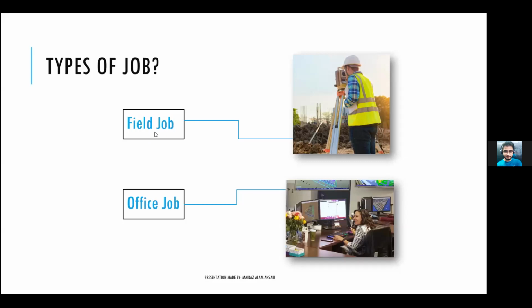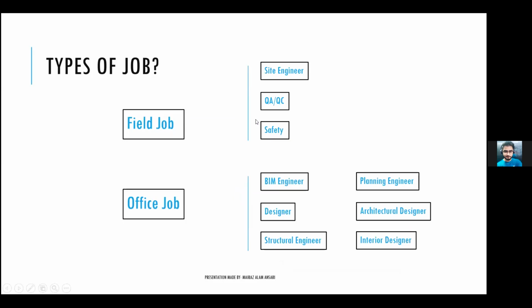But in major terms, there are site engineer, QA QC engineer and safety engineer, because 90% of people who are willing to start their career in field jobs in civil engineering prefer site engineering jobs. QA QC means quality assurance or quality control, or even a safety engineer, something like that. And there is another domain, which I just said is office job. Office job can be a BIM engineer, a planning engineer, a designer, architectural designer, structural designer, interior designer, facade designer.